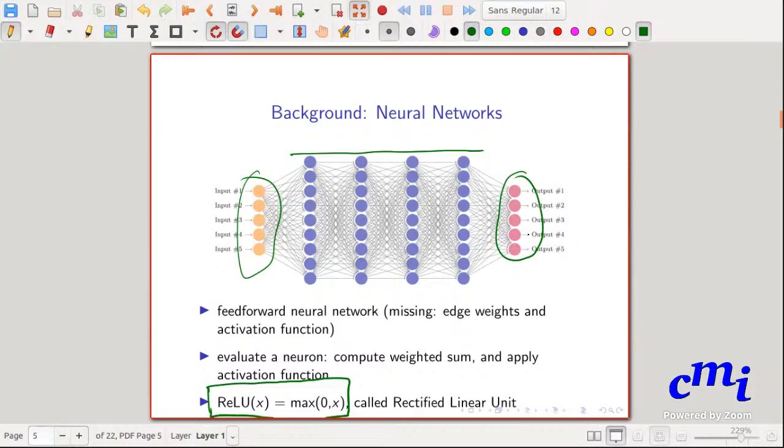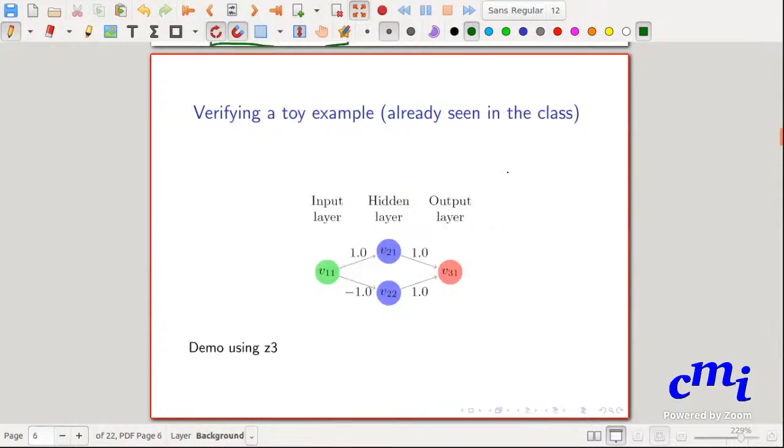And of course, we know that these edges will have some weights, and then the layers will have some biases, and so on. Okay, so this is the general setup that we are aware of. I think we had seen this toy example, and once again I'll show you how this can be verified. This, for example, is a very simple network.